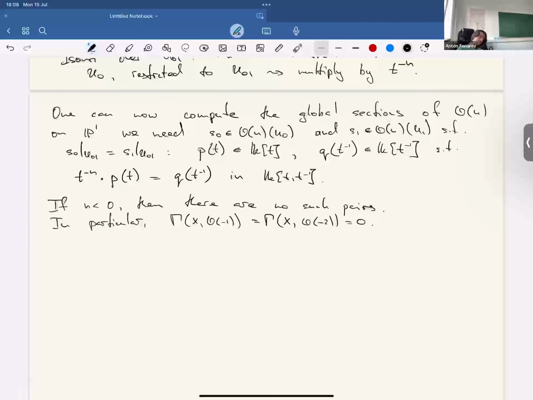However, if n is greater than or equal to 0, then any p(t) of degree less than or equal to n gives a section.